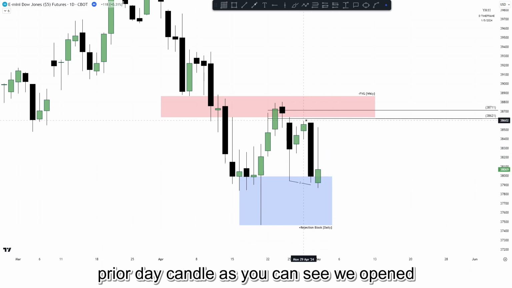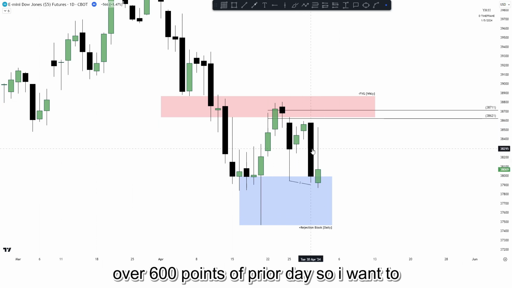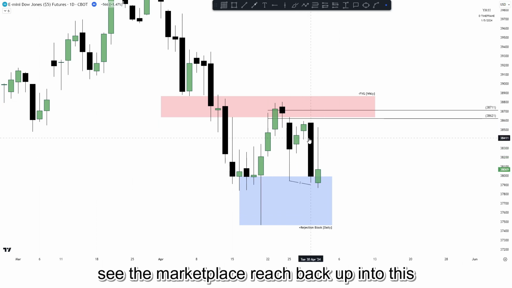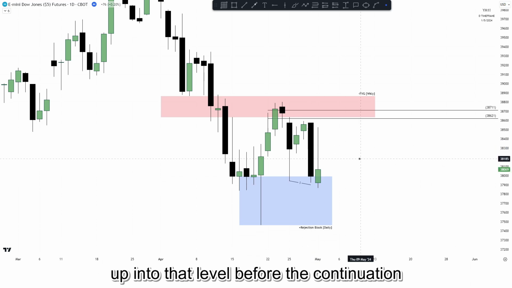As you can see, we opened up and immediately dropped to the downside, dropping over 600 points the prior day. So I want to see the marketplace reach back up into this down close candle to at least retrace back up into that level before the continuation to the downside.